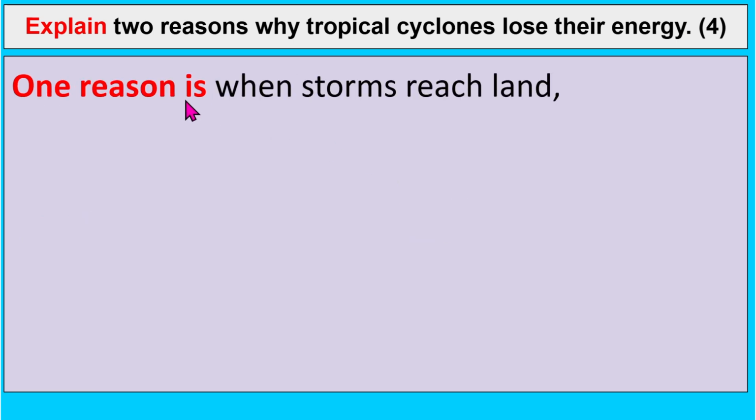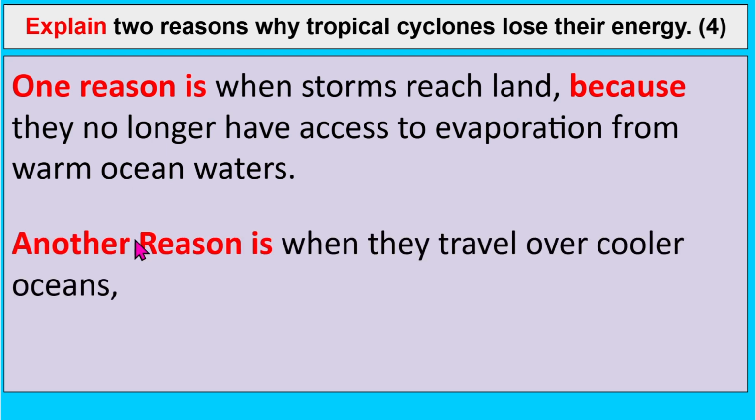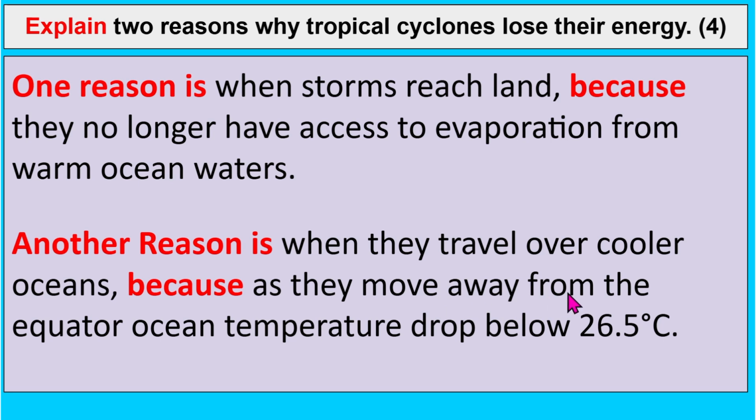So here we go. One reason is when storms reach land. That's going to gain me a mark because they no longer have access to evaporation from warm ocean waters. I've got that word evaporation in there, warm ocean waters, definitely enough for the second mark. Now, next point. Another reason is when they travel over cooler oceans. Again, that's going to be a mark, because as they move away from the equator, ocean temperatures drop below 26.5 degrees. I'm getting the mark for 26.5 degrees and equator, probably.